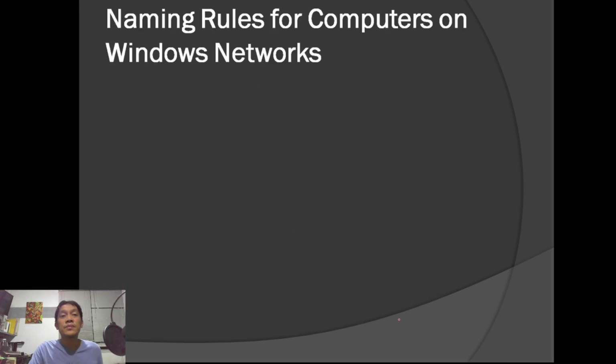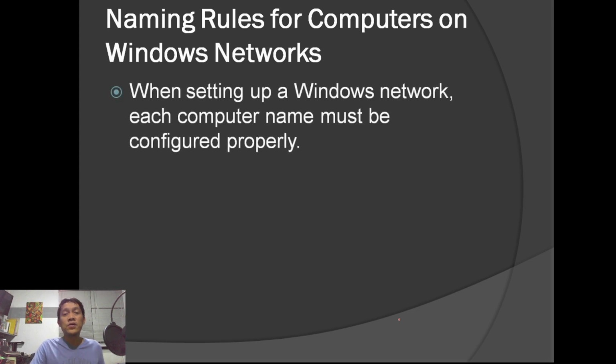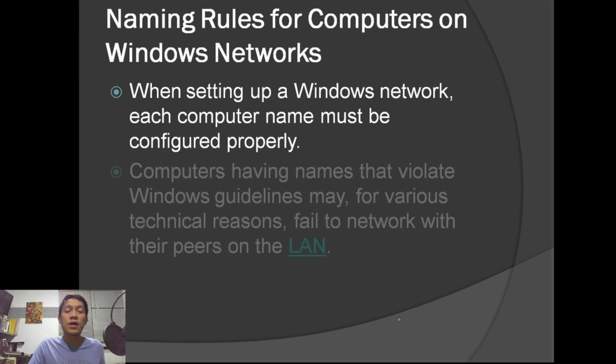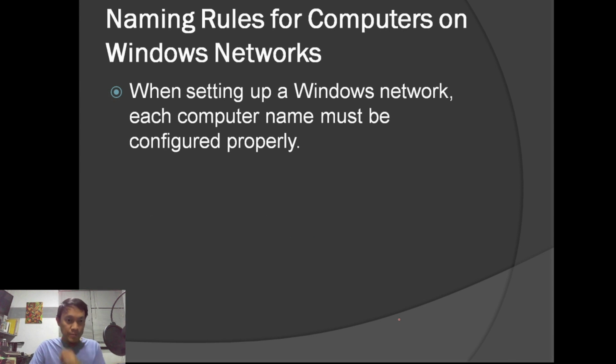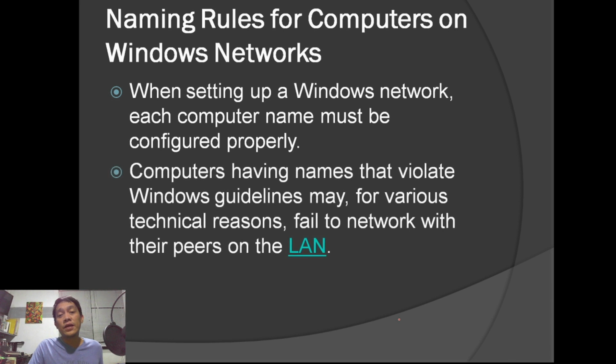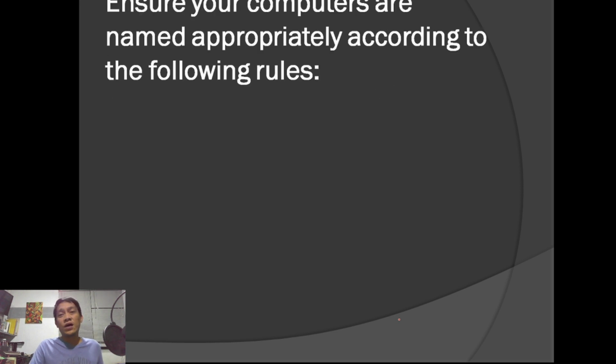Okay. So when it comes to Windows network, or networking computers in a Windows environment, always make sure that the computer name is configured properly. Computers having names that violate Windows guidelines may, for various technical reasons, fail to network with their peers on the LAN. So always remember, there are guidelines on how you name your computers on the network. So these are several guides. Ensure your computers are named appropriately according to the following rules.